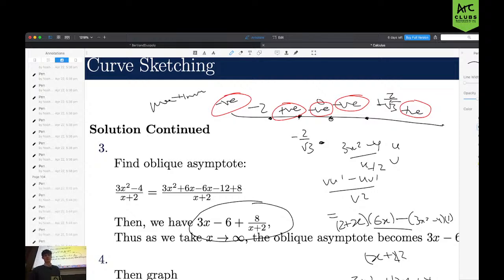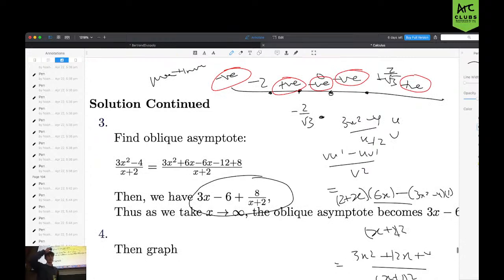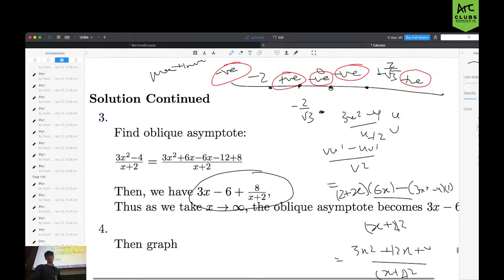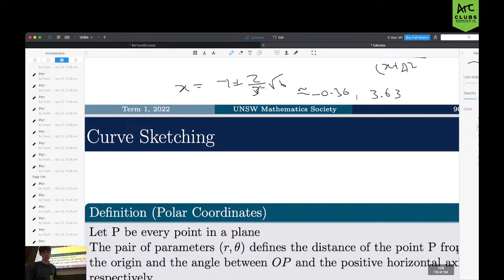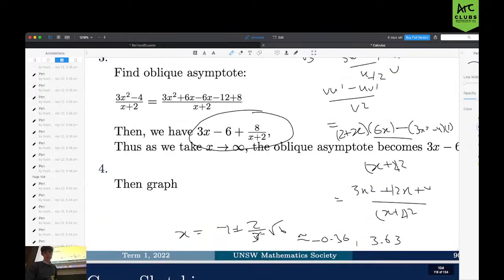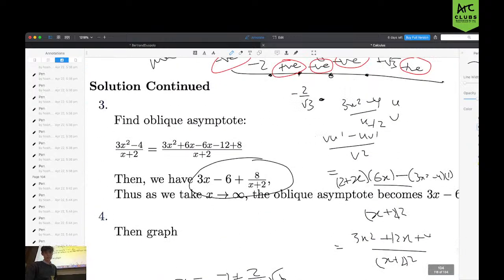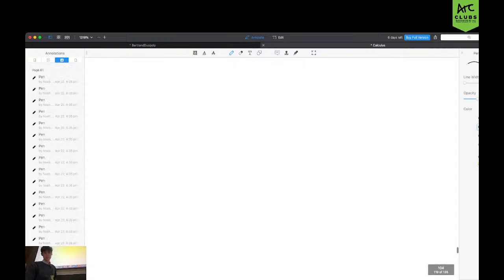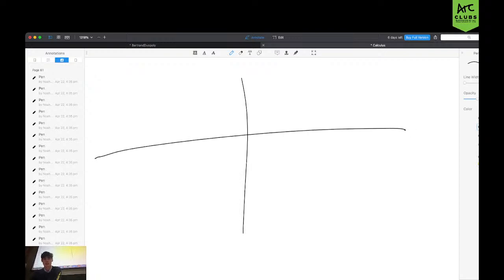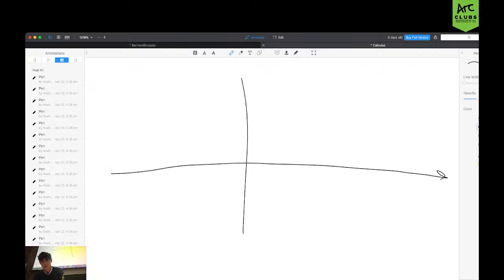So now we know a lot about the function, and I think we're ready to actually graph it. Let's go ahead and draw a set of axes here. Inside a blank page, let's insert our axes here. Oh, that's a bit bad. Don't mind the wonky lines.